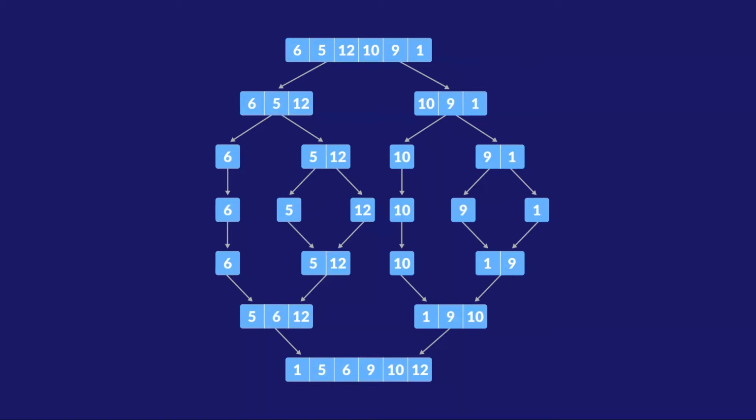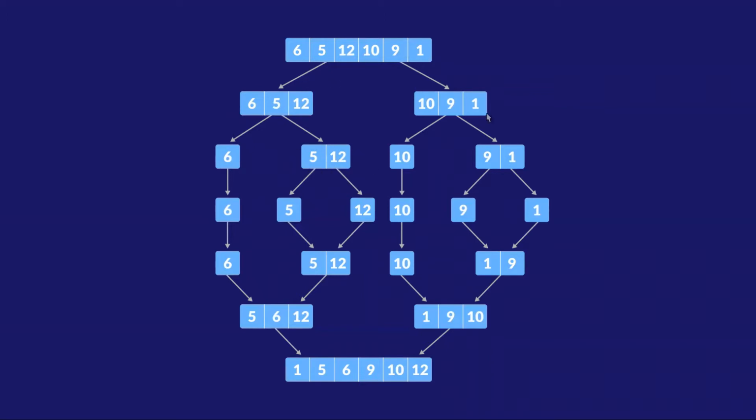And then we do the same to those groups. So we now break 6, 5 and 12 into two parts. 6 and 5 is one group, 12 is another group. Since there are 3 elements here, we cannot evenly divide them, so we have to have one extra element in one of the groups. That's why we have 6 here and 5 and 12 here.